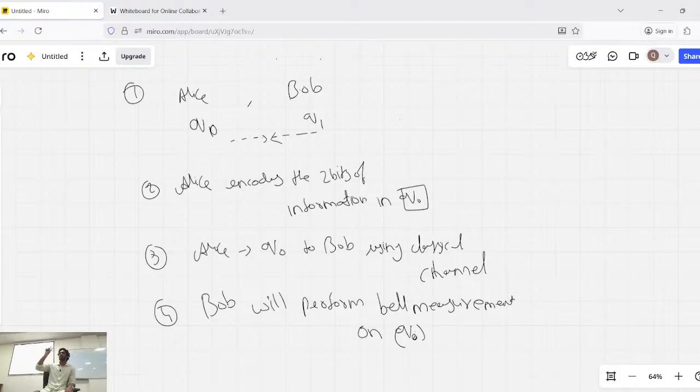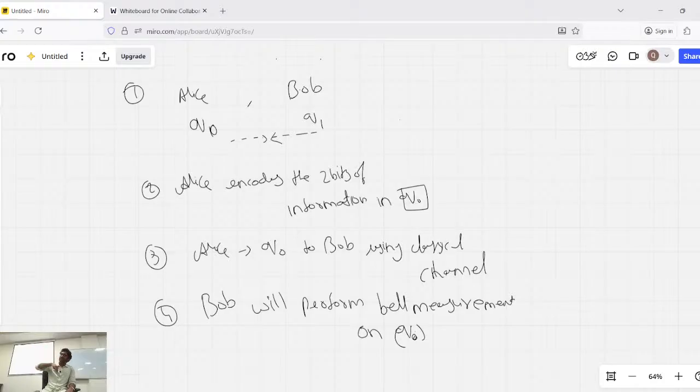Alice wants to send only 2 bits of information to Bob. So what Alice will do is encode these 2 bits of information into the qubit which she has, by using gates. What gates, I will tell you. Based on the type of information she wants to send, she will use some gates to encode that information, and then she will send that encoded qubit to Bob by using a classical channel. And then Bob will receive that encoded qubit, right?